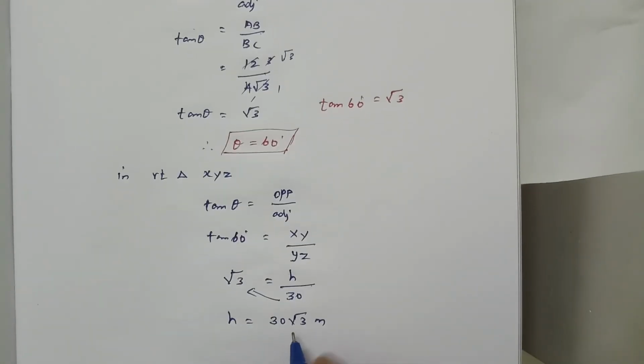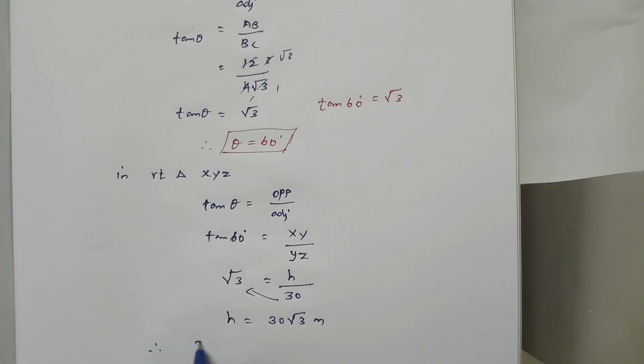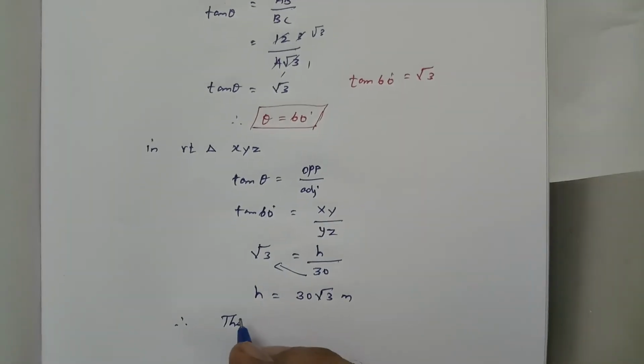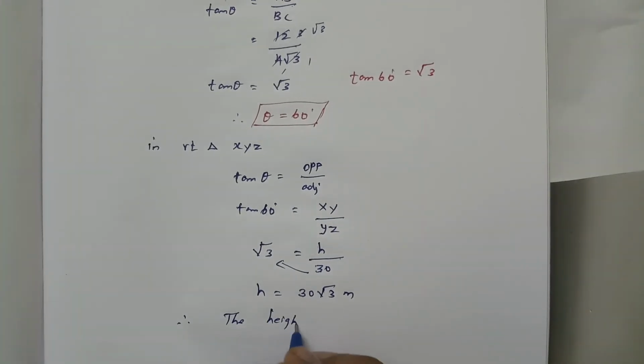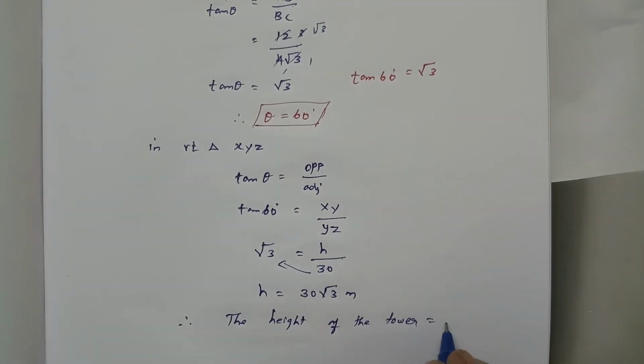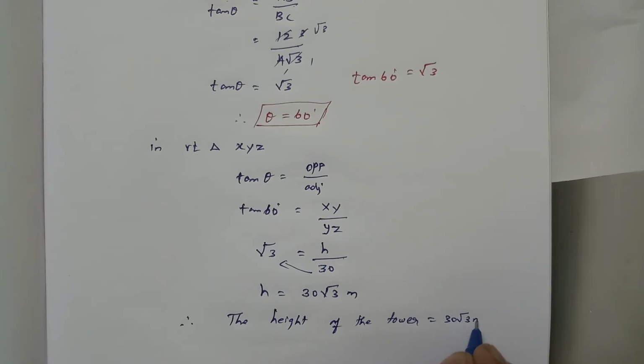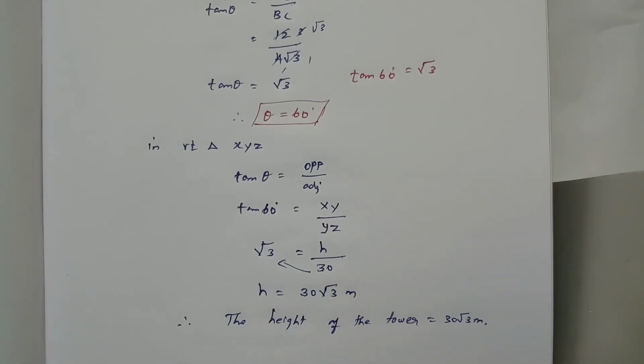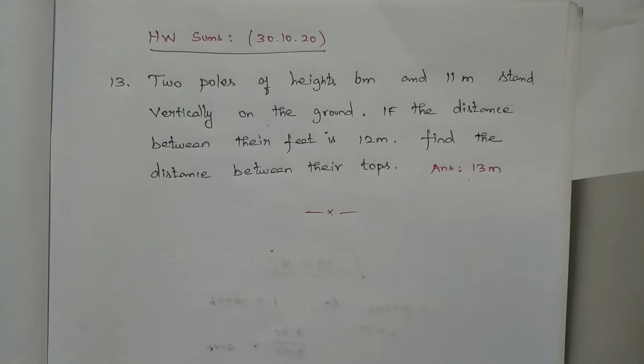Here we can stop as it is, no problem. Therefore, the height of the tower is equal to 30 root 3 meter, right? That's all.